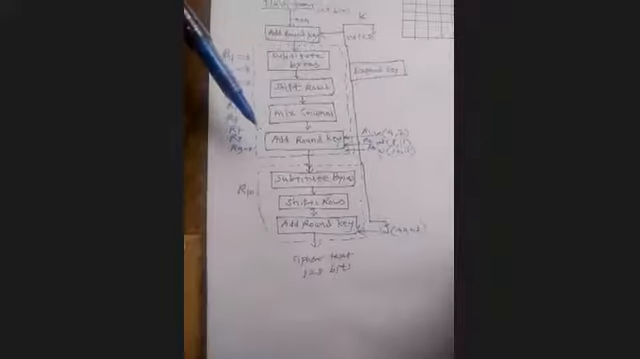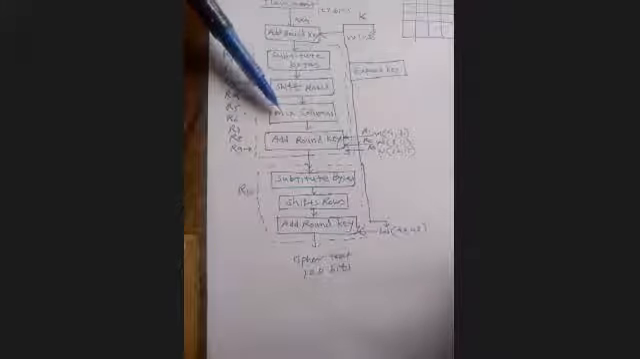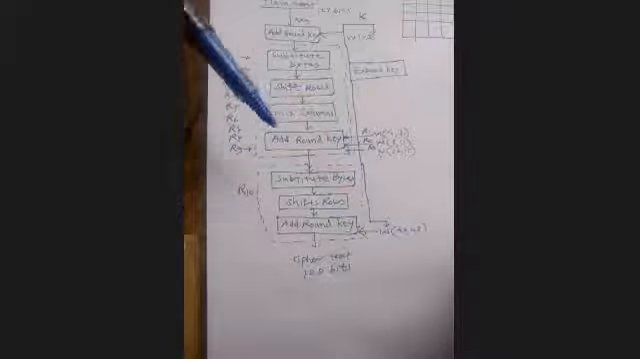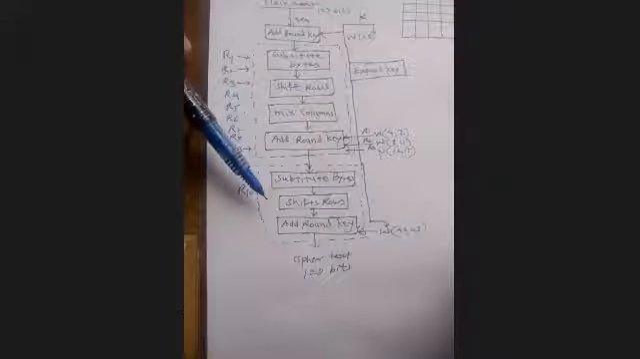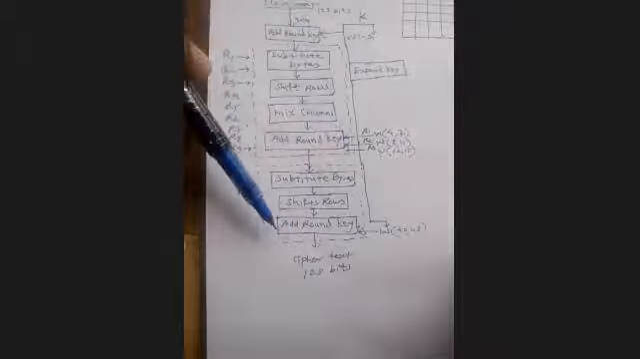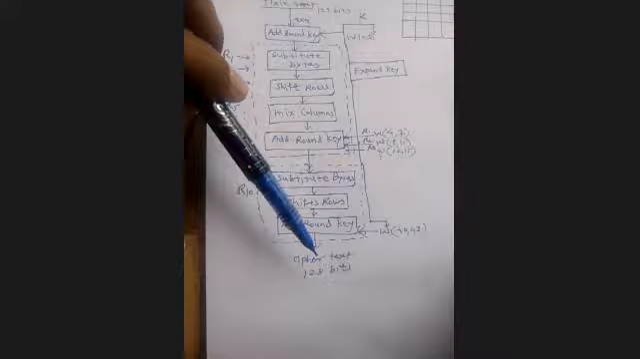See, the 10th round is what? The 10th round is going to ignore the mix column, and then it is the substitute bytes, shift rows, and add round key over here. Once you have completed this, then I have got the output as my ciphertext.